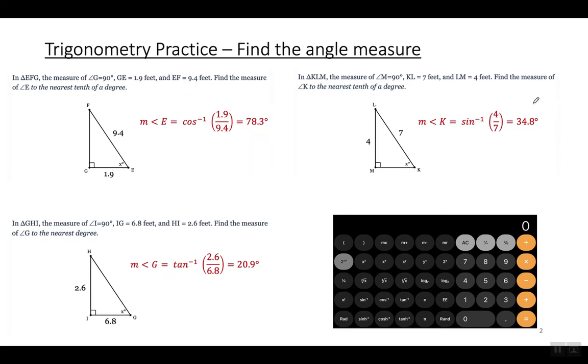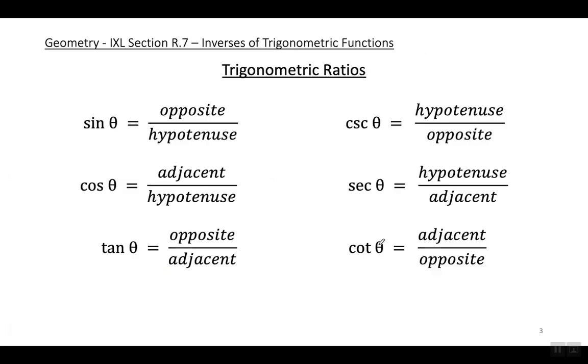By the way, I know the IXL appears different from what you're seeing here, but in case you need a reminder, the way you do these in your calculator is you do 1.9 divided by 9.4 equals, and then you hit the inverse of cosine button. Remember that in order to access these keys, you first have to hit the second button to activate the secondary function of each button. So with that in mind, let's look at the trigonometric ratios a second.